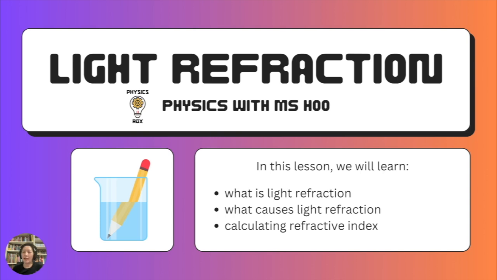So first things first, what is light refraction? By now, you should know what light refraction is, or at least how it appears in real life. For example, if you place a pencil in a cup of water, you will find that the pencil appears to be bent. And of course, by now you should know, oh, that's because of light refraction. But how do we learn this in theory?